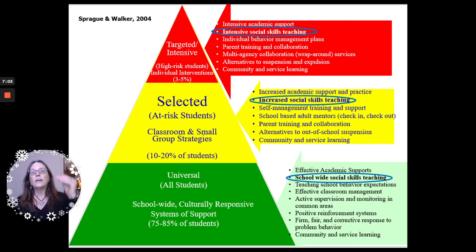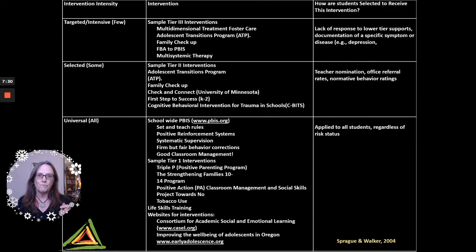Then we layer on supports, and that may include increased social skills teaching. It may include intensive social skills teaching, but we must teach 100% the core social skill instruction before we intervene. Otherwise, we are intervening with no core in place. So we provide social skill instruction to 100% of the students on our campus. We address the social, emotional, and behavioral learning needs of all students.